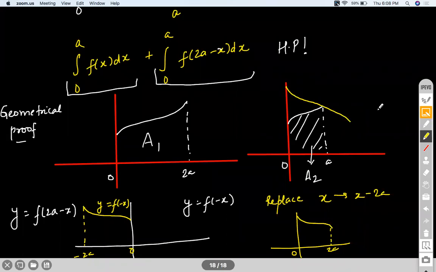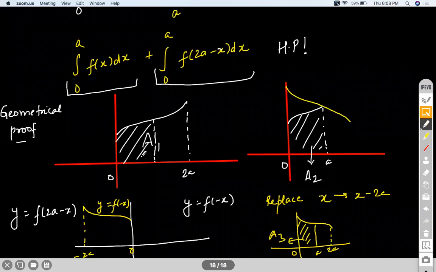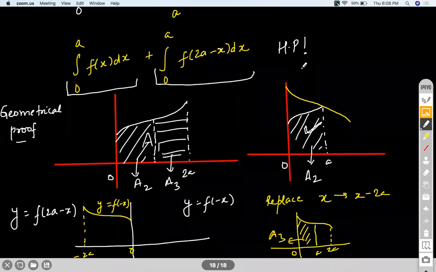Correct? Now, the 0 to a area would be this area. Let me call this area A3. Now, you would appreciate here that if you split A1, you would realize that this area was actually your A2, which you have shown over here. And this area is nothing but area A3. So A1 is made up of A2 plus A3, which is what this property says. So this is your A1.